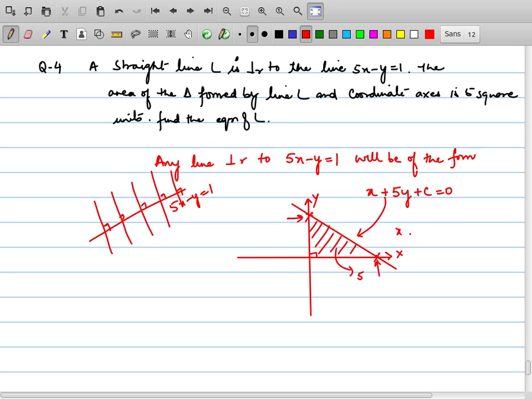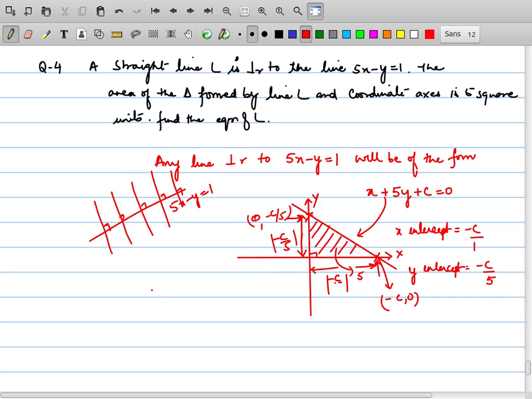The x-intercept is minus constant part upon coefficient of x, and the y-intercept is minus constant part upon coefficient of y. Now, since we are looking for this length, and this length is mod of minus c by 5: if we want to find the coordinates, the coordinate would be minus c by 5 comma 0, and this coordinate would be 0 comma minus c by 5. But the length is never negative. Therefore we will use mod of minus c by 5.